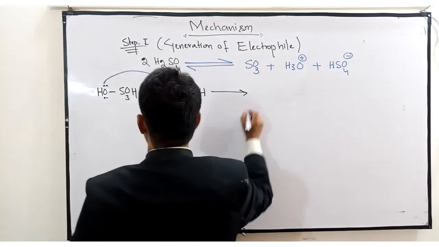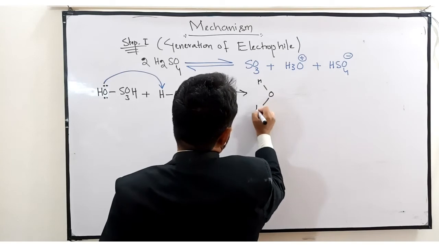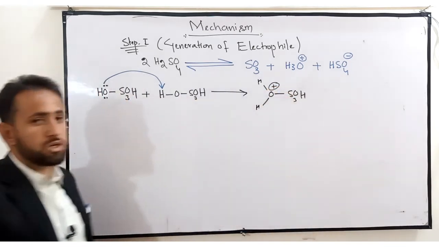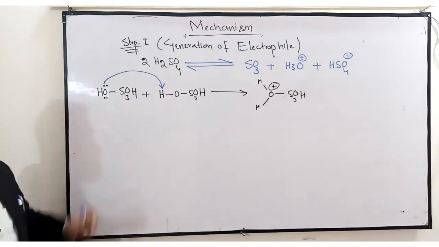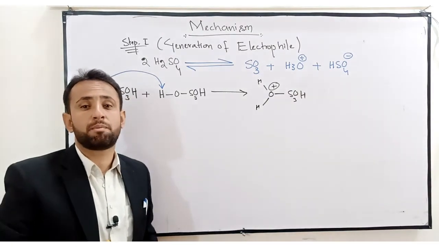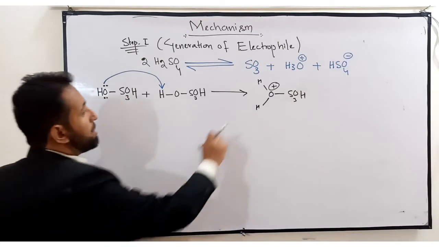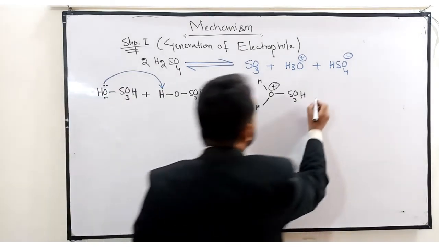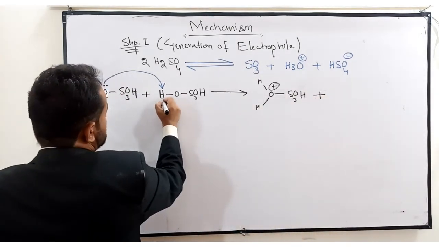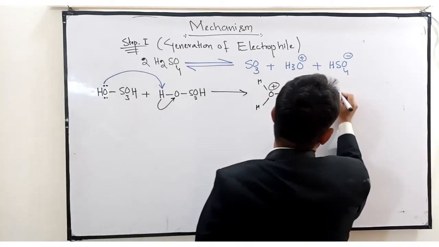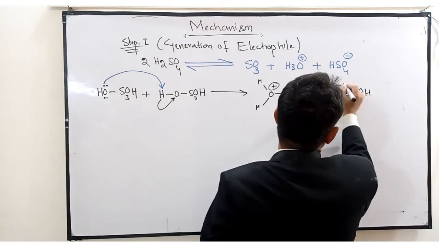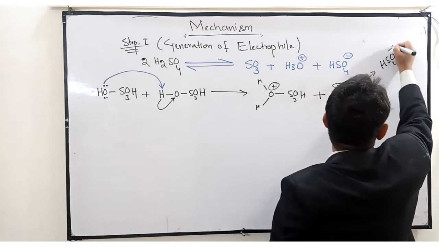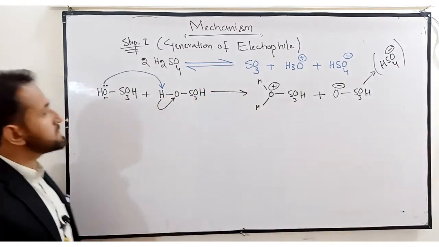So what will happen? This will form H2SO4H plus. Now there becomes a positive charge on oxygen, because generally oxygen forms two bonds. Whenever an oxygen atom forms its third bond with the help of its lone pair, then a positive charge comes on it, just like is the case here with this oxygen atom. On the other hand, this hydrogen will give its electron to oxygen. So basically this will form with us. This is nothing but HSO4 minus, that is the hydrogen sulfate or bisulfate ion.